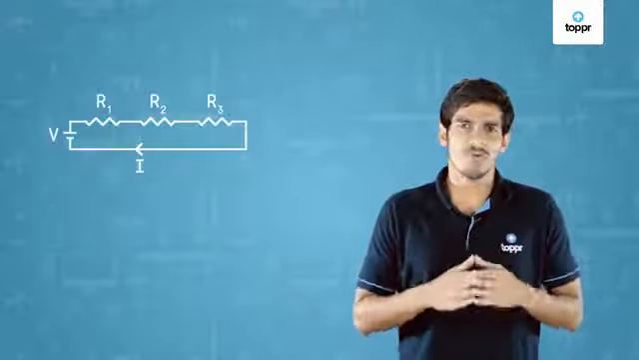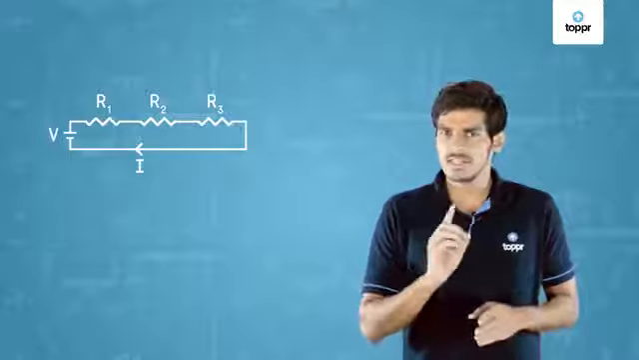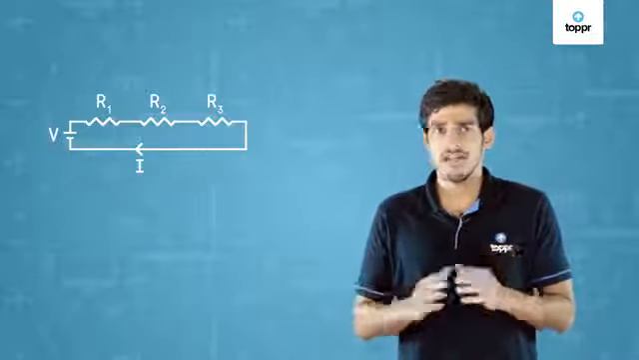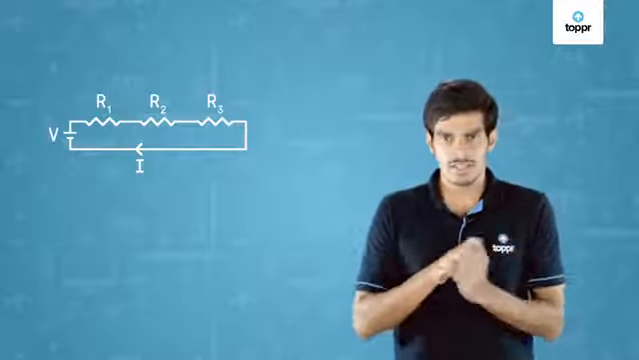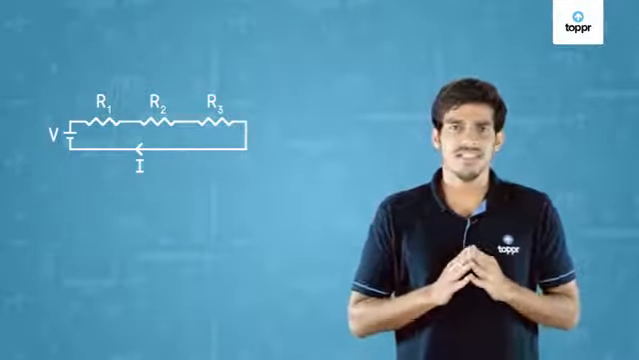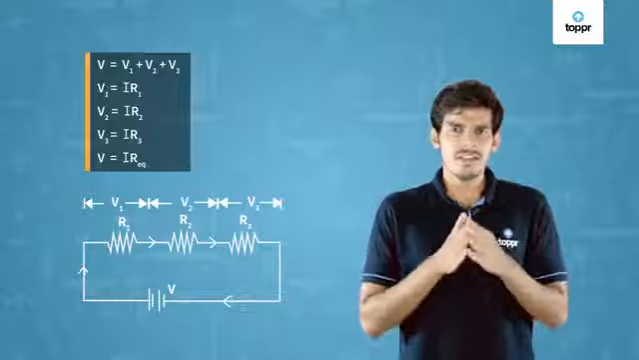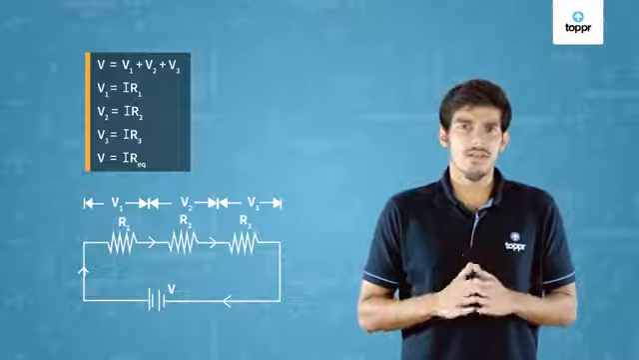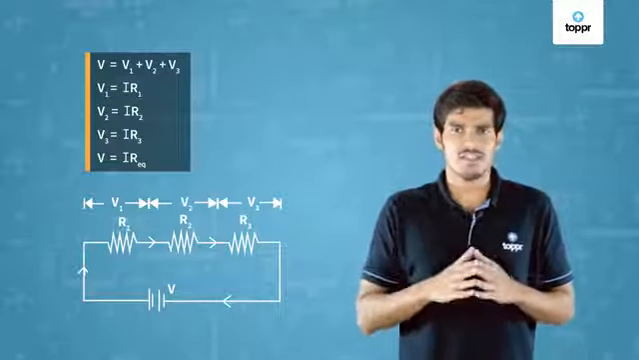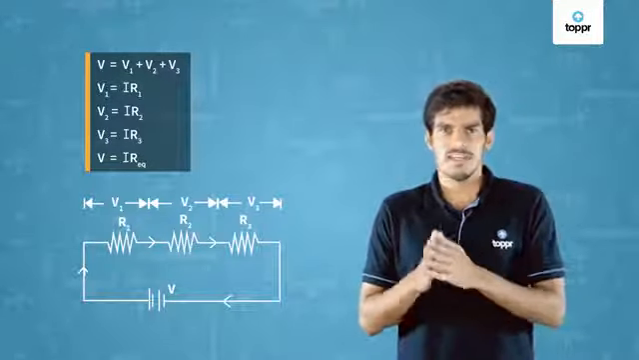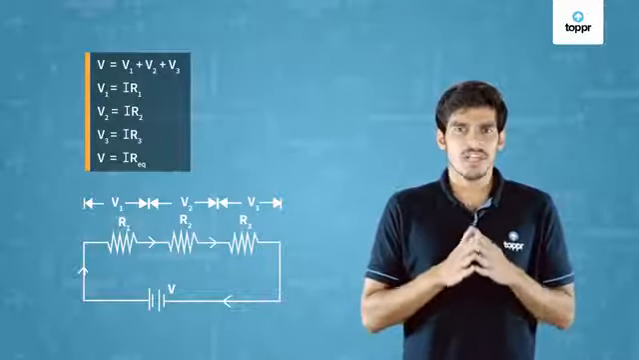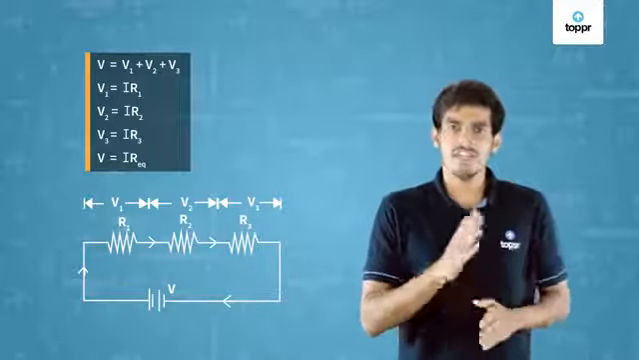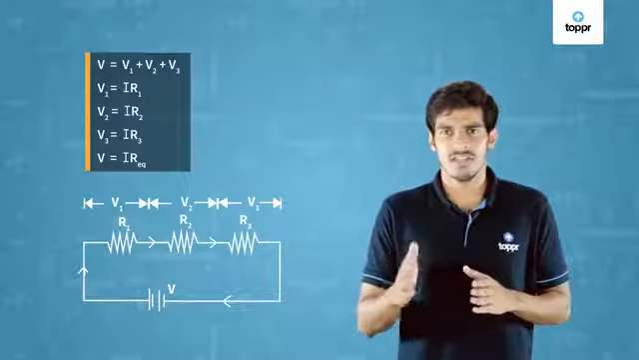So, first let's explore the series configuration. If the resistors are joined end to end and the same magnitude of current flows through the resistors, they are said to be in series. Let's calculate the equivalent resistance of resistors connected in series. Consider three resistors connected in series in the circuit shown. A battery of potential difference V provides a potential across each of the resistors. Let V1 be the potential difference across resistor 1, V2 across resistor 2 and V3 across resistor 3.